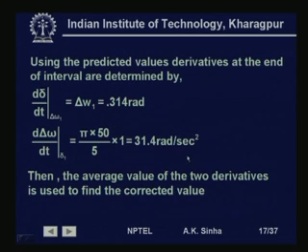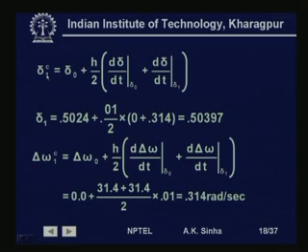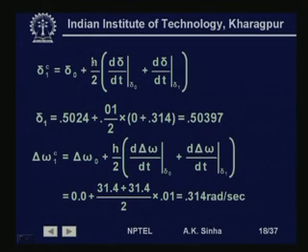Now, we can take the average values of the two derivatives and find the corrected value using the modified Euler's method. So, the corrected value at the first time step, which is at time 0.01 second, is equal to delta 0 plus h by 2. H is the time step that we are using. So, this is delta t by 2 into d delta by dt at delta 0 and d delta by dt at delta 1. This we have already calculated. So, we have 0.5024, this is delta 0, plus 0.01 by 2 into d delta by dt at delta 0, which was 0, and d delta by dt at delta 1, which is 0.314 radians per second. So, from this we get delta 1 as 0.50397 radians.